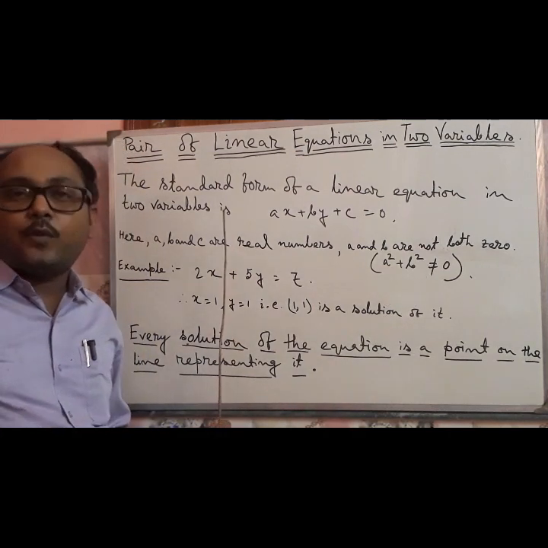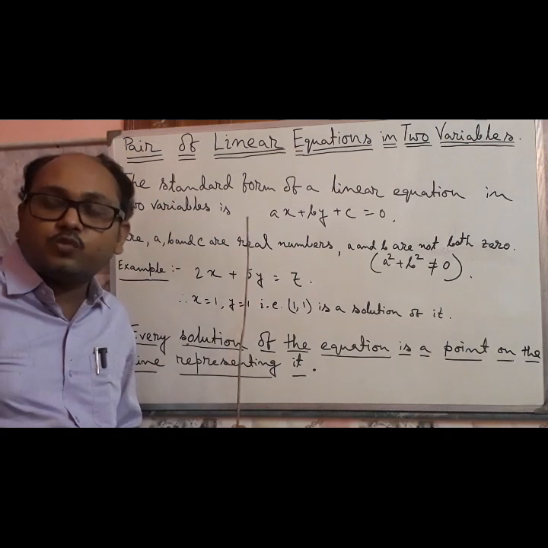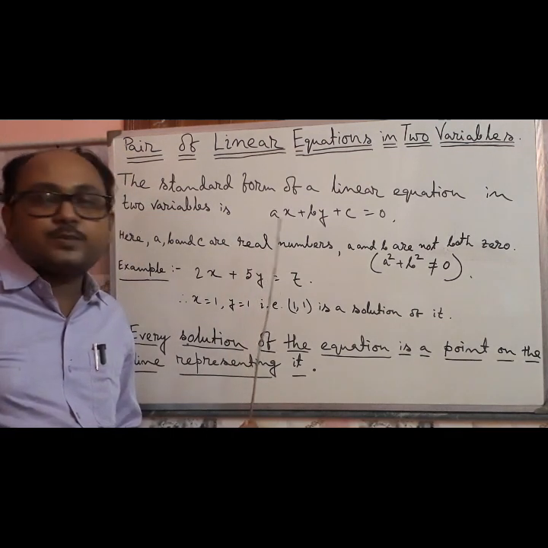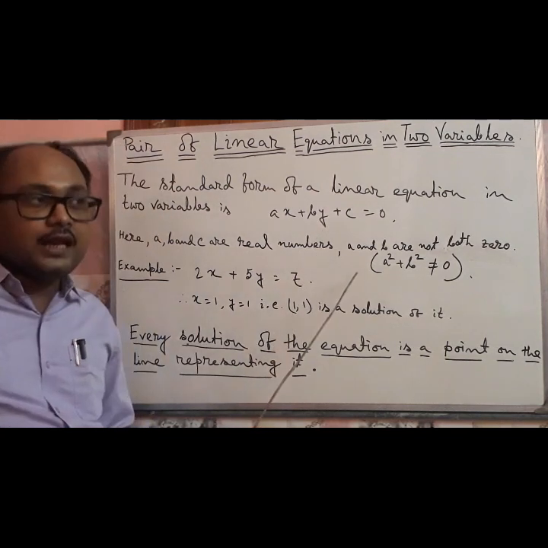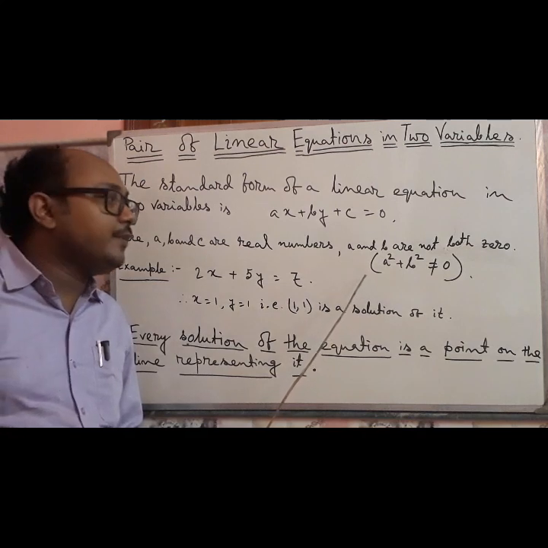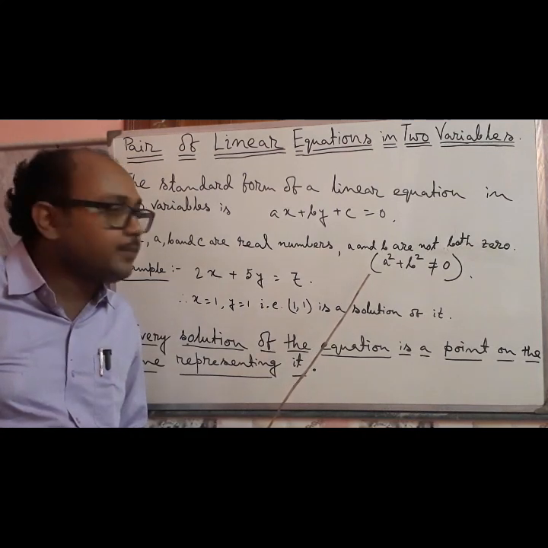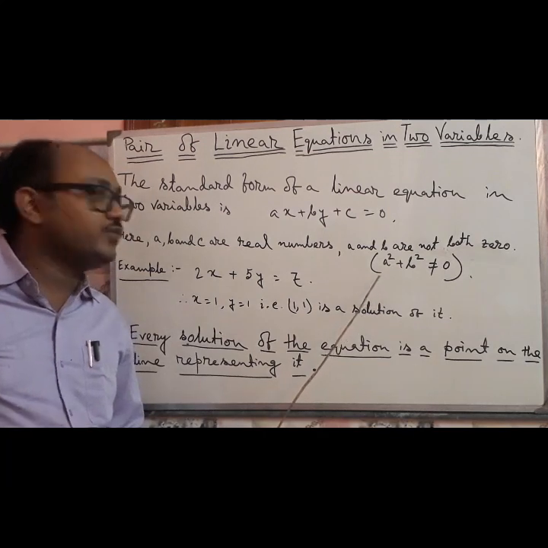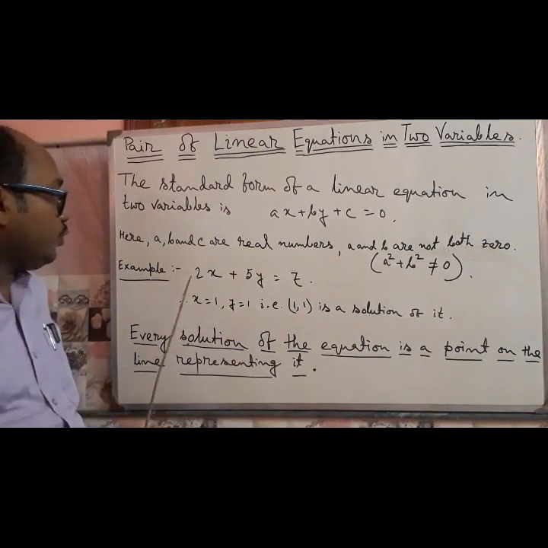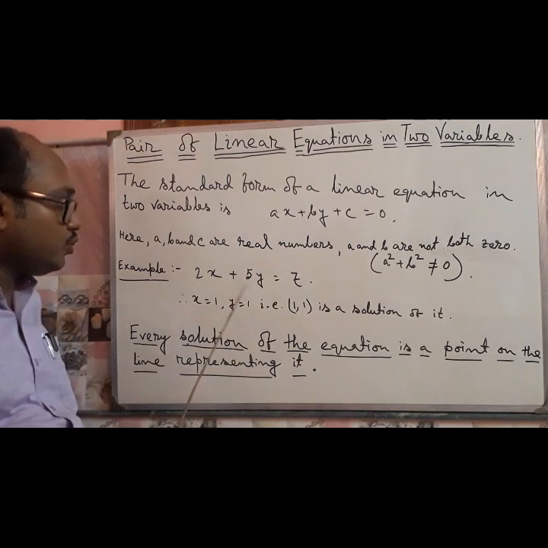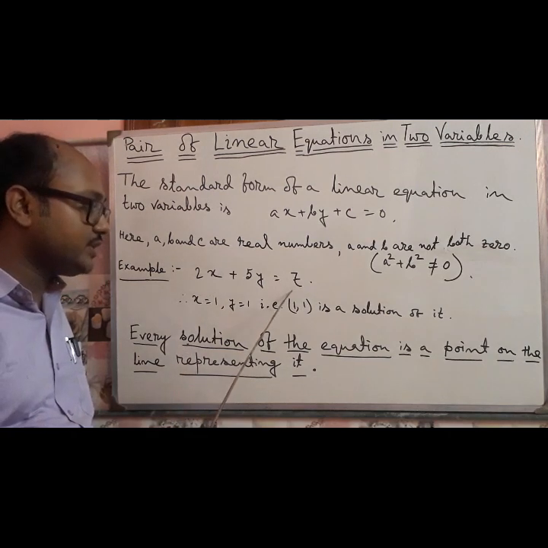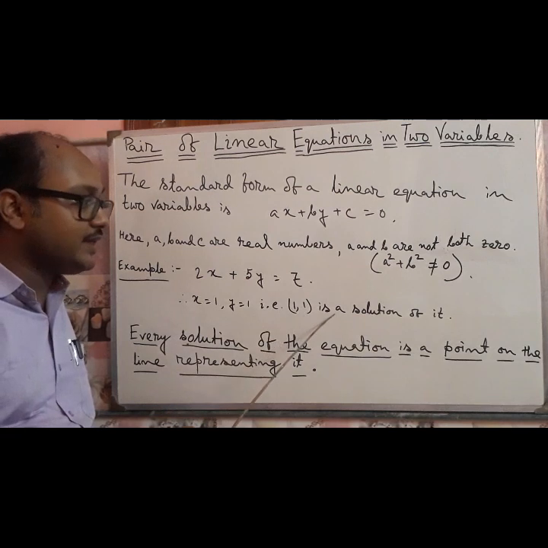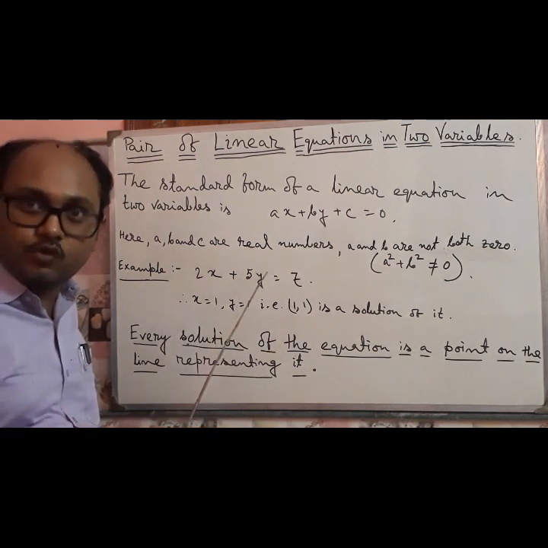So what is the standard form of a linear equation having two variables? It is ax + by + c = 0, where a, b and c are real numbers with a and b not both 0, that is a squared plus b squared is not equal to 0. Let us see one example: 2x + 5y = 7. I took one solution. If x = 1 and y = 1, then this satisfies the given equation. That means (1, 1) is a solution of this equation.